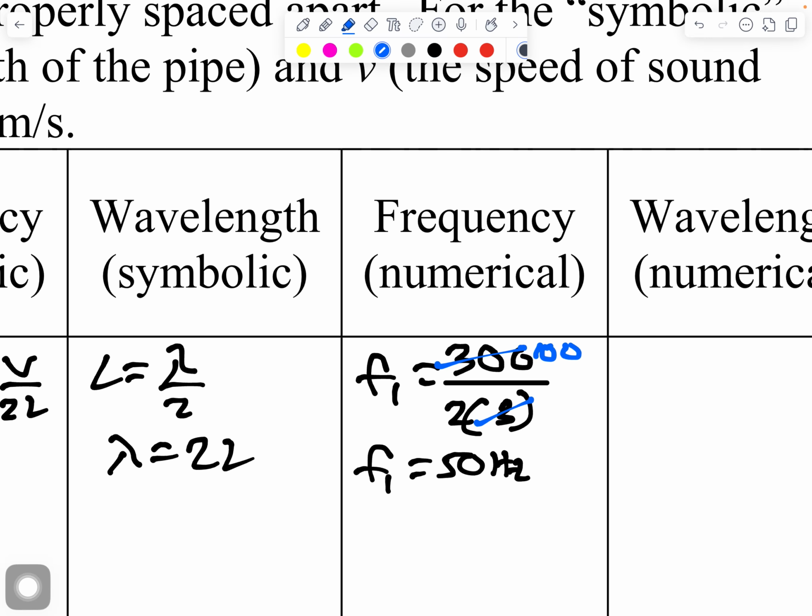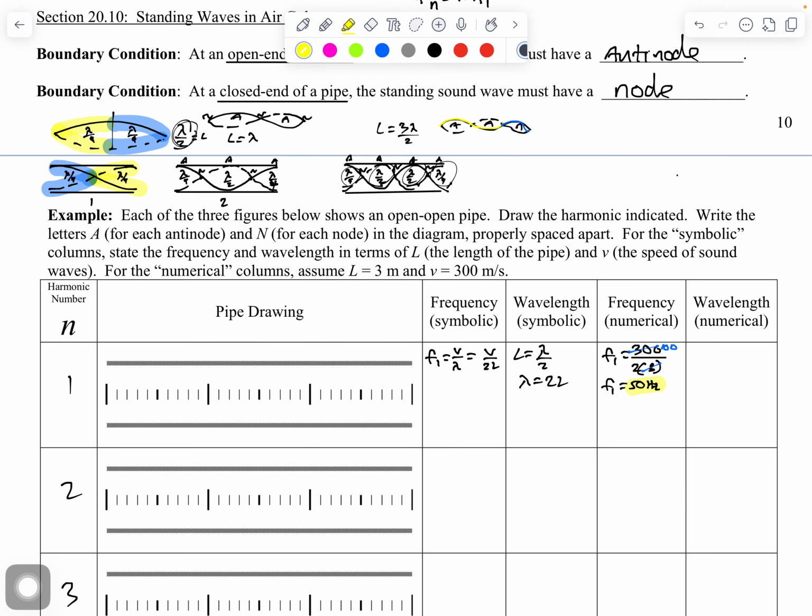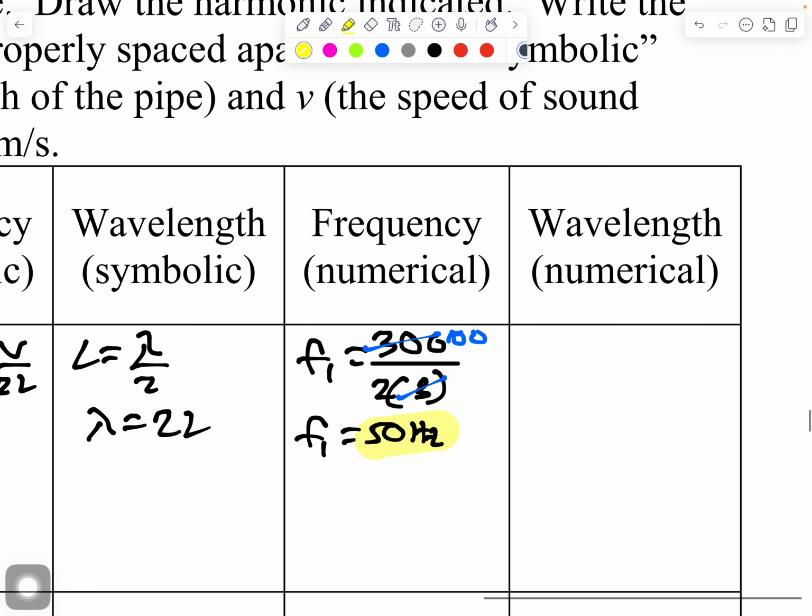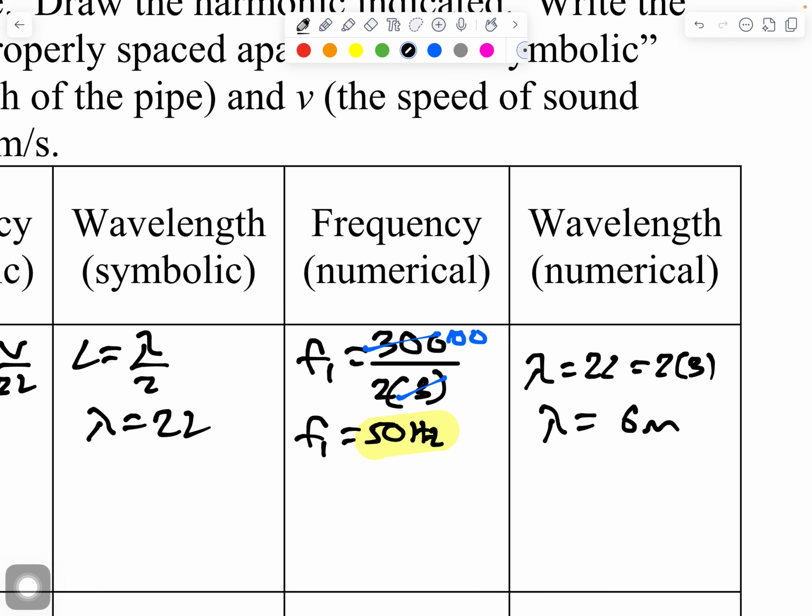Now, if you were paying attention to the patterns we saw earlier, you'll know that the other frequencies are integer multiples of the first. So the second harmonic is 2 times 50, right? So we should expect the second harmonic to be 100 hertz. We should expect the third harmonic to be 150 hertz. So once you learn that first one, it's easy to find all the others. Okay, the wavelength is 2 times the length, or 2 times 3, or the wavelength is 6 meters.